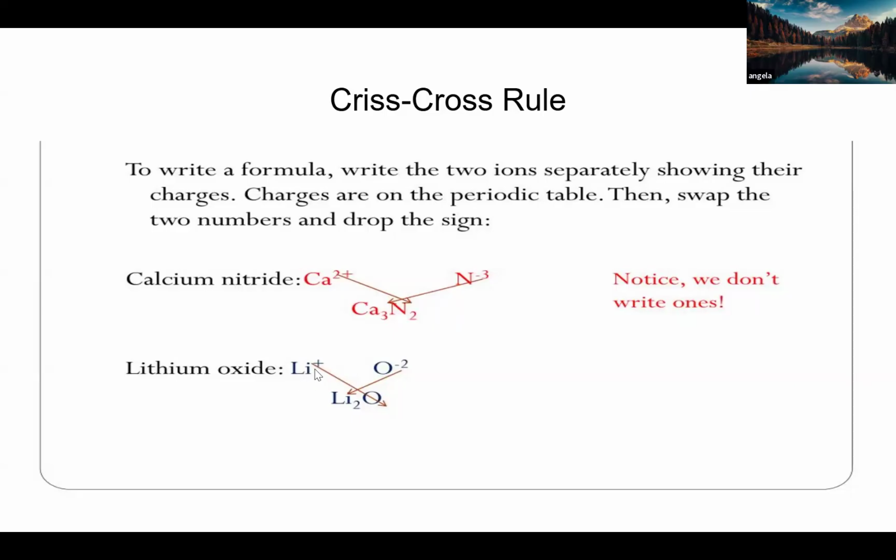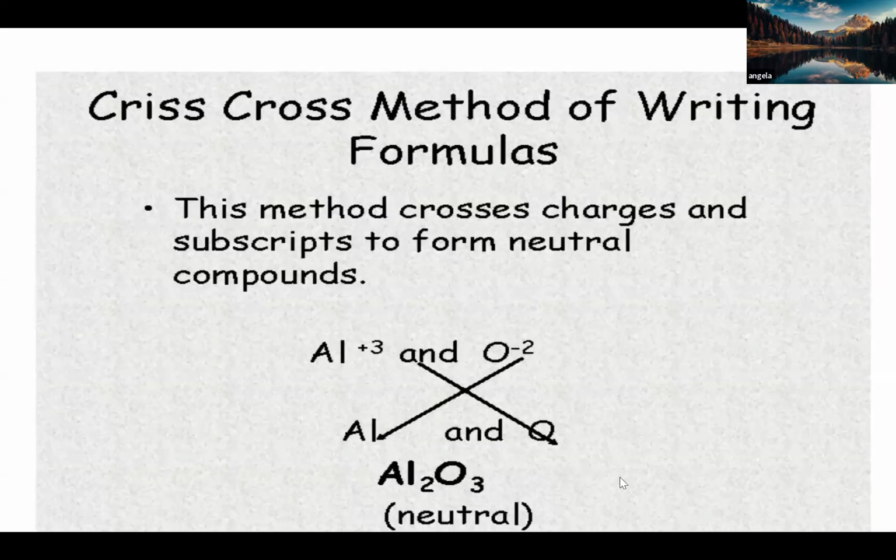Lithium, same thing. We don't have to write a 1 because we know that if it has a plus, it's got a 1. And then a 2. And so again, you just crisscross it. So it's Li2O, lithium oxide. Here's another one. Aluminum is +3 and oxygen is a 2-. So to crisscross them, we end up getting aluminum 2, oxygen 3. And so that's how we end up getting aluminum oxide.